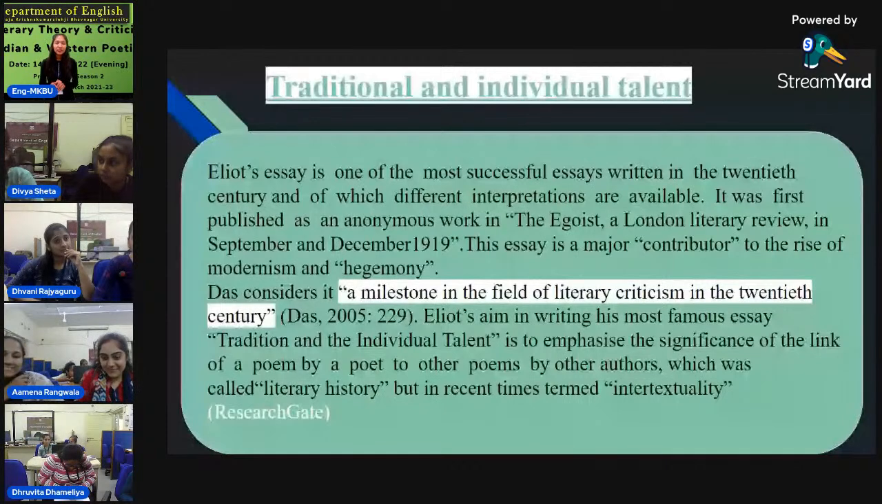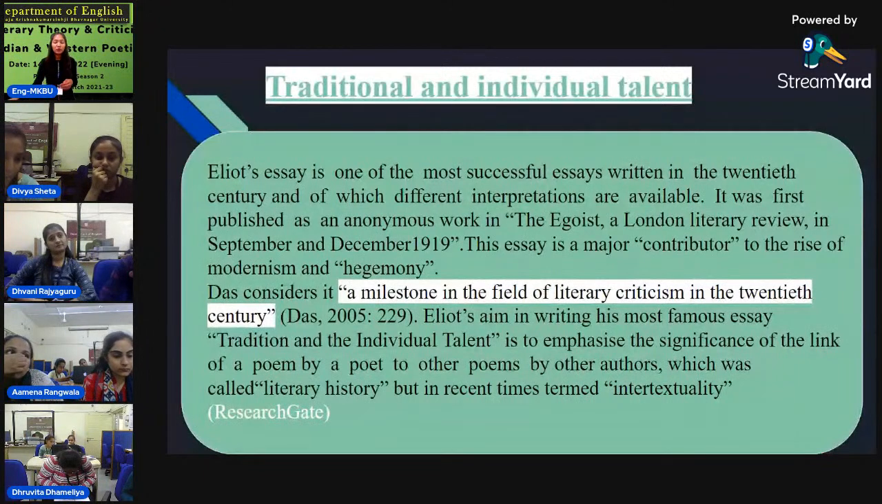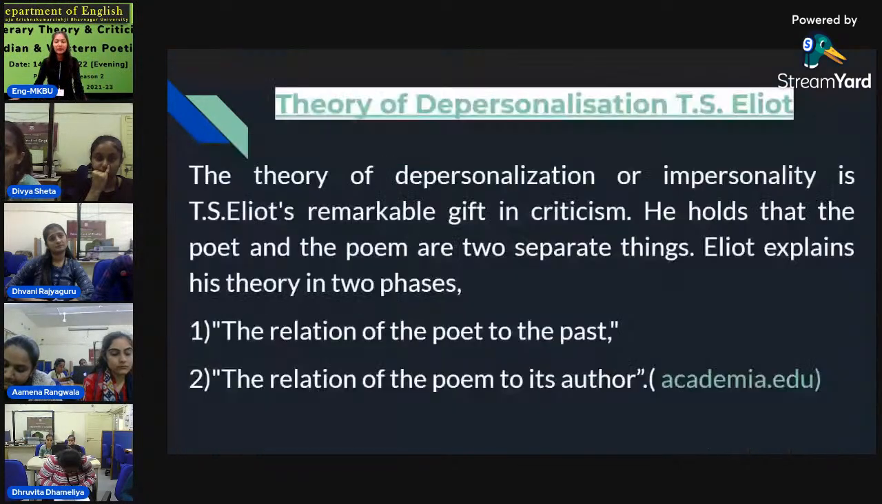In Tradition and Individual Talent, T.S. Eliot talked about how people should follow the traditional writers who make history. There are two types of writers who follow tradition, like timelessness and temporariness. You have to become a timelessness type of writer if you want to become famous for many centuries.